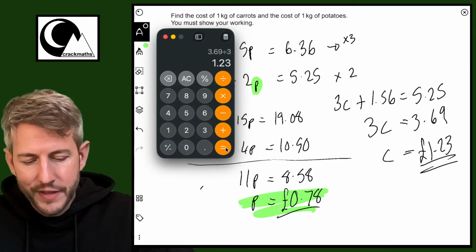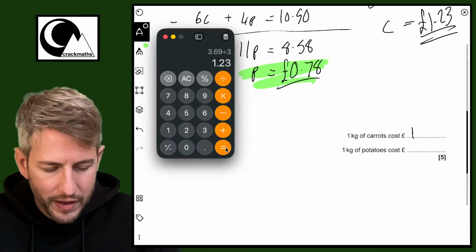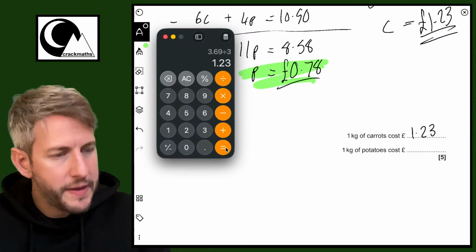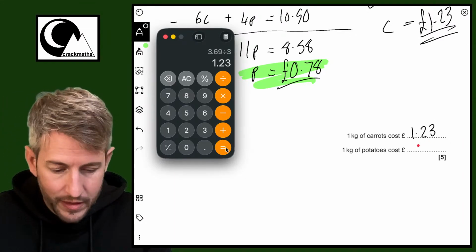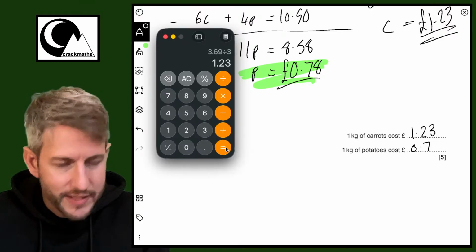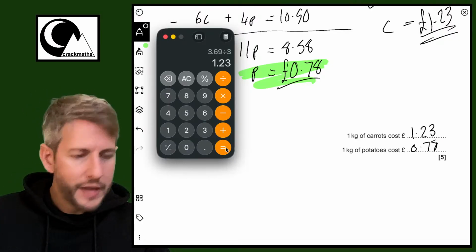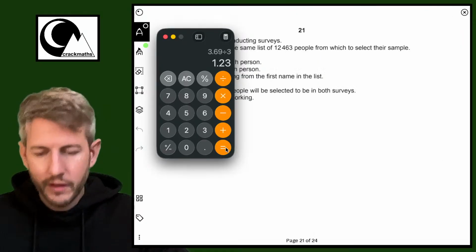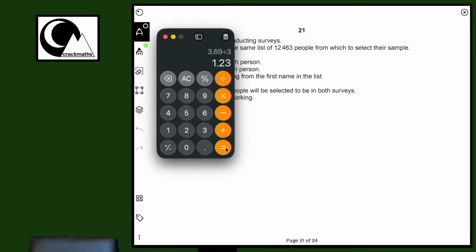And then we can write this in our answer. So £1.23, oh that's an 8, £1.23 and £0.78. Okay, right, let's move on to the last question. Okay, one second, just take a look at that and I will be right back.